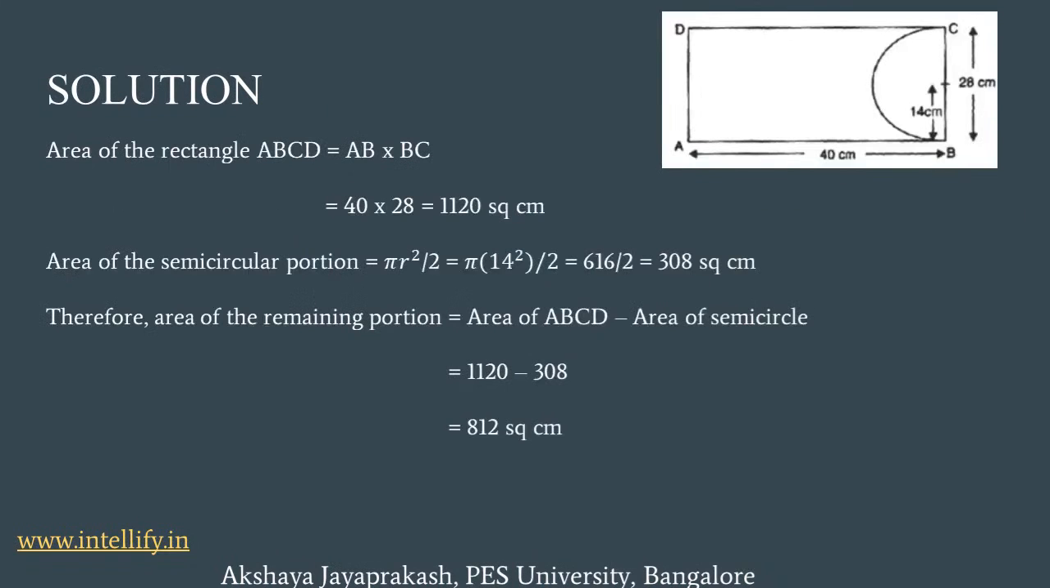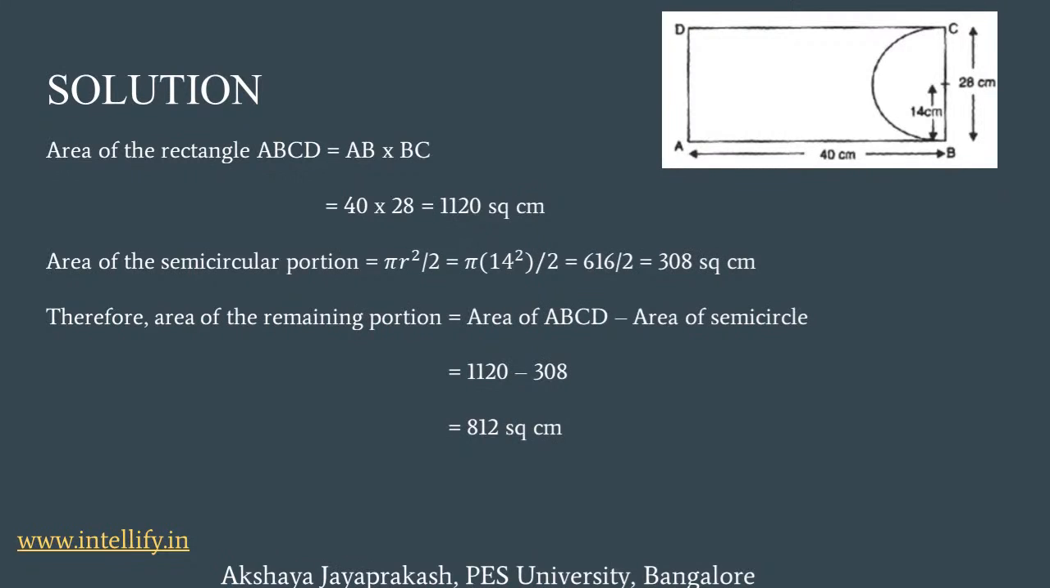So here, to find the area of the remaining part, we should first find the area of the rectangular portion ABCD and the semicircular portion that has been cut off. So the area of a rectangle is given by length into breadth. In this case, it's AB into BC. That's equal to 40 into 28. That's equal to 1120 square centimeter.